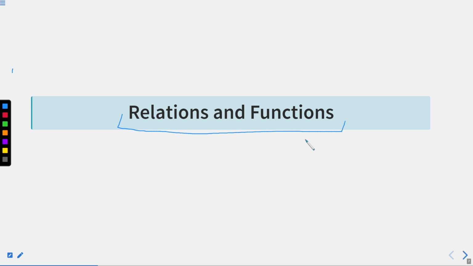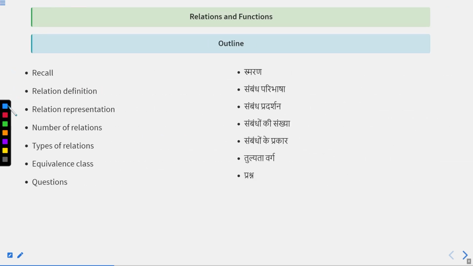Before continuing with this, we want to recall something. Then we will jump to the definition of a real relation. What do we mean by relation, and then its representation. Then we will see the possible number of relations from one set to another, and this we will cover later. In today's session we will be covering these only.